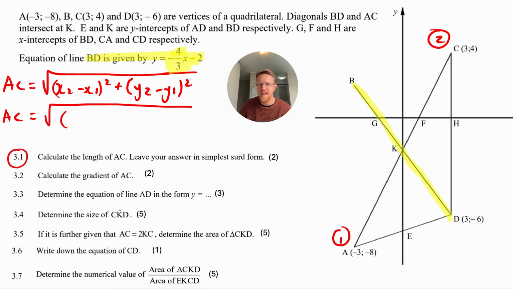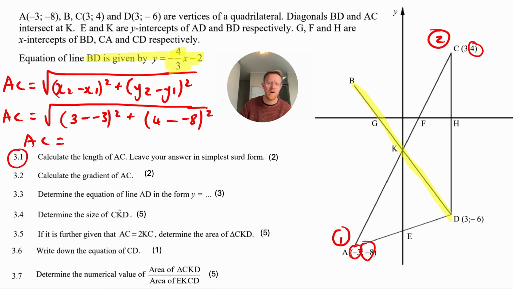So I must take the x value of point number 2, which is a 3. Then this one is a minus 3. And then this one is a 4, and then this one is a minus 8. Then you can just plug everything in on the calculator. And they said leave the answer in simplest surd form, which should give you 6 square root 5.